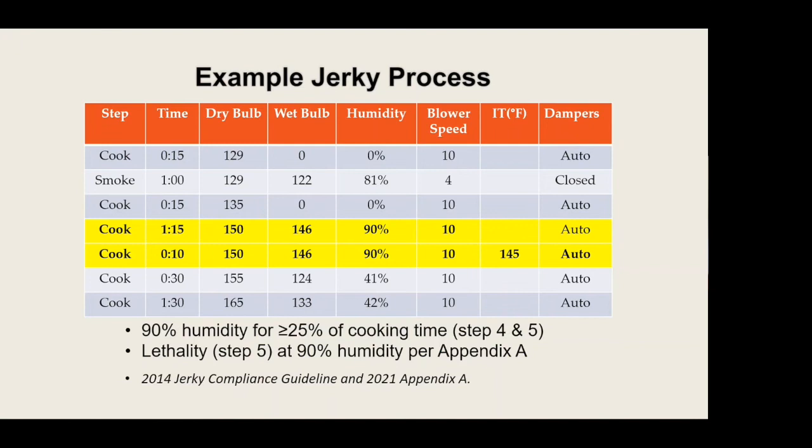On this slide here, this is an example of a cook schedule that utilizes the 2014 Jerky Compliance Guideline parameters that are in combination with the 2021 Appendix A parameters. Note that relative humidity is at 27.8% of the cook time, which satisfies the limits in the Jerky Compliance Guideline.